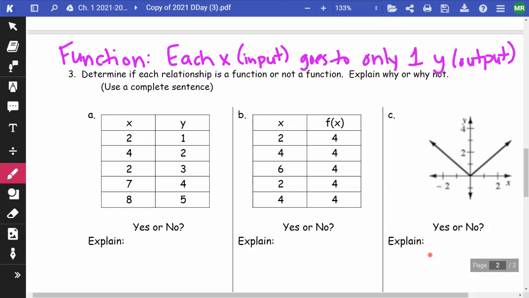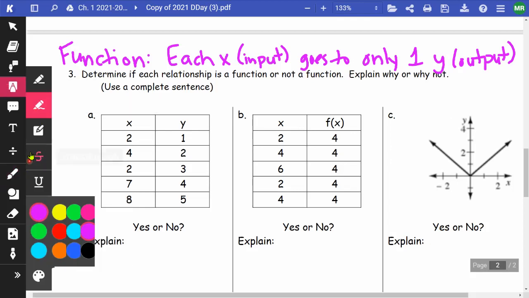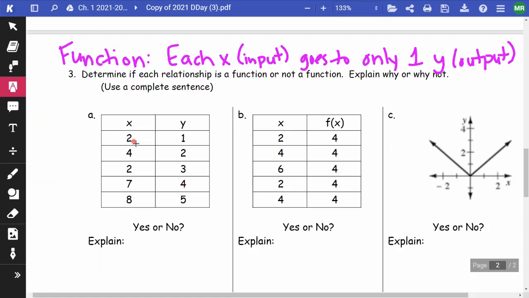So first thing I do if it's a table, I'm just going to grab a highlighter, okay? I scan my X's, and if none of these X's were repeated, there would be no issue because there would be no situation where the same X went to two Y's if I didn't have any repeat. I do have a repeat. I have 2 here, and I have 2 here. Now notice here, 2 goes to 1, but then all of a sudden 2 goes to 3. That is a problem, okay?